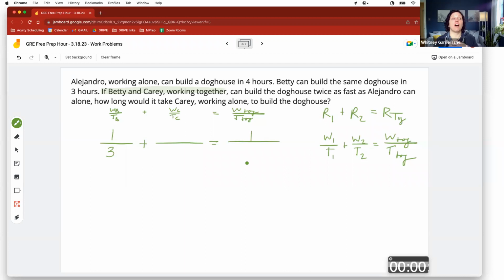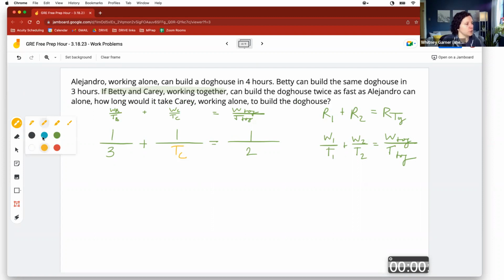Exactly. If Alejandro takes 4 hours and they can finish it twice as fast, they'll take half as much time. They'll take 2 hours. And now what we want to know is how long would Carrie take to build a doghouse? This is my missing piece of information. And you can make that whatever you want. You could just keep calling it the time for Carrie so you don't lose it.